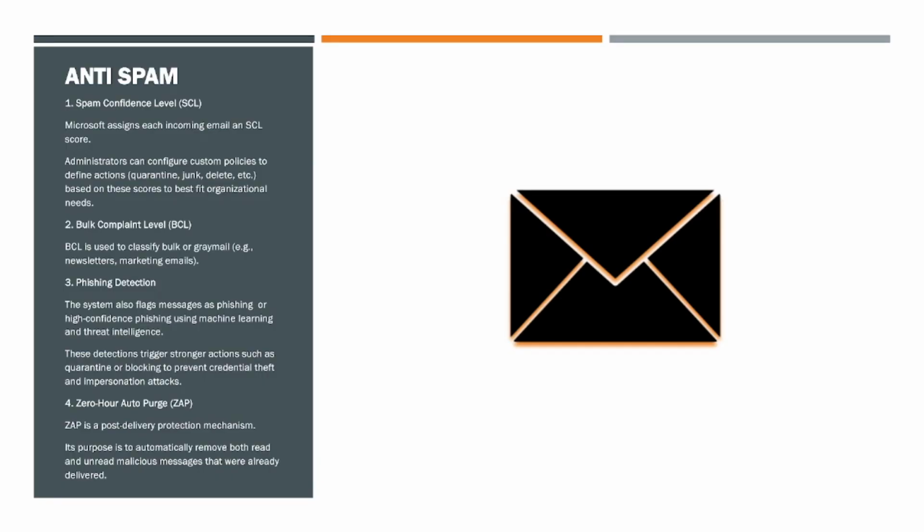Zero-hour Auto Purge is a post-delivery protection mechanism. Its purpose is to automatically remove malicious email, whether read or unread, that have already been delivered to the mailbox. ZAP limitation, it only applies within 48-hour window after the message is delivered.